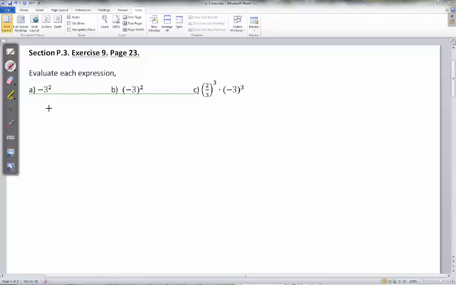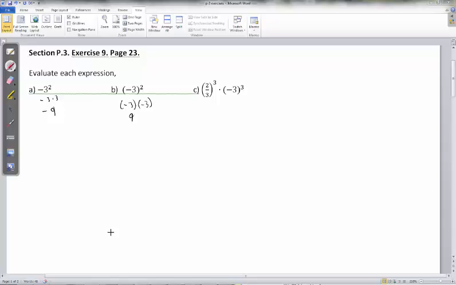So on part A, this would just be negative 3 times 3. So you just end up with negative 9. This one, you've got to be careful, because the negative's inside the parentheses, so it is going to get evaluated with the square. So you'll get negative 3 times negative 3, and you'll get positive 9.